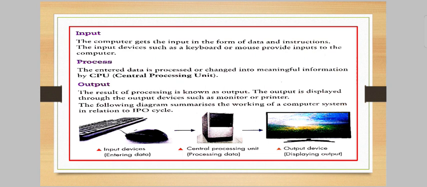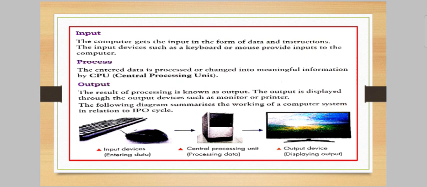The following diagram summarizes the working of a computer system in relation to the IPO cycle. Here you can see keyboard and mouse. We give instruction to the computer by using the keyboard and mouse. Then the CPU, central processing unit, processes the data and information. After that, the CPU will generate a desired result which is called output, and the output is displayed through the monitor or printer. So this is the full concept of the IPO cycle.